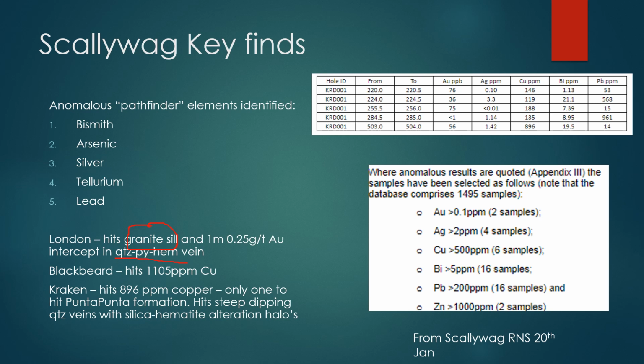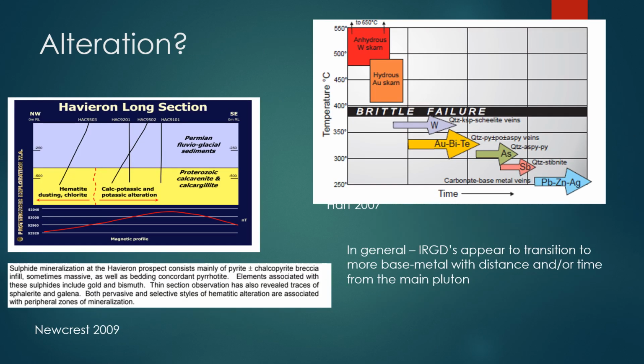We have quartz, pyrite and hematite veins, which suggests a more oxidizing environment. But quartz, pyrite and hematite is often an alteration zone. And I say that because this is a report from Newcrest in 2009, and what they showed when they were in charge of Havieron back then is that they managed to drill through a distal alteration zone that they described as hematite dusting and chlorite. It tends to get more calc-potassic and potassic towards the center, and that hematite obviously being at Havieron is kind of analogous to what we're finding at Scallywag.